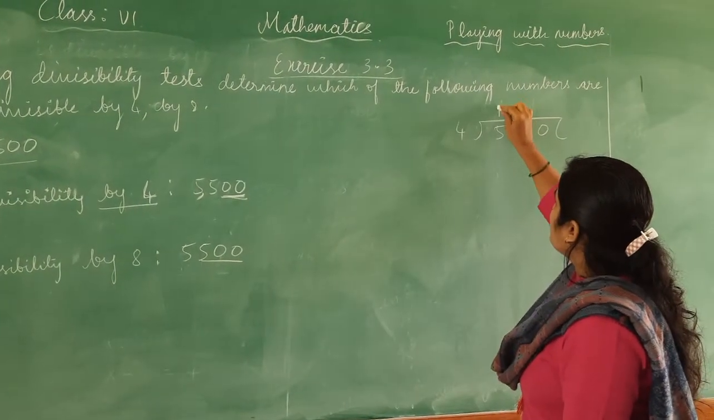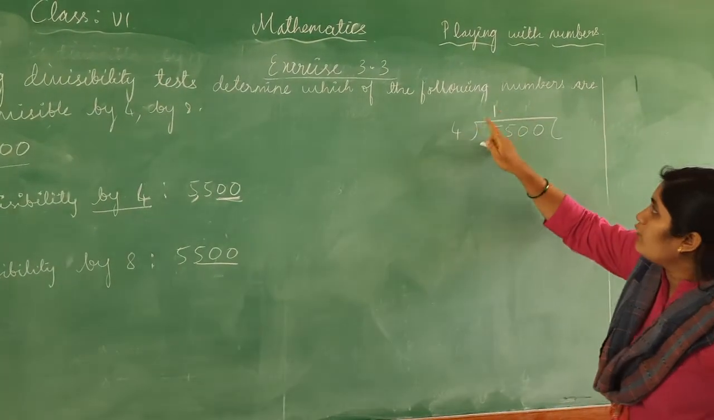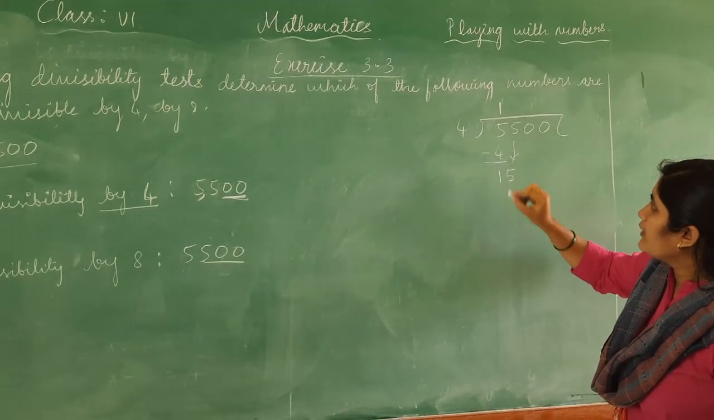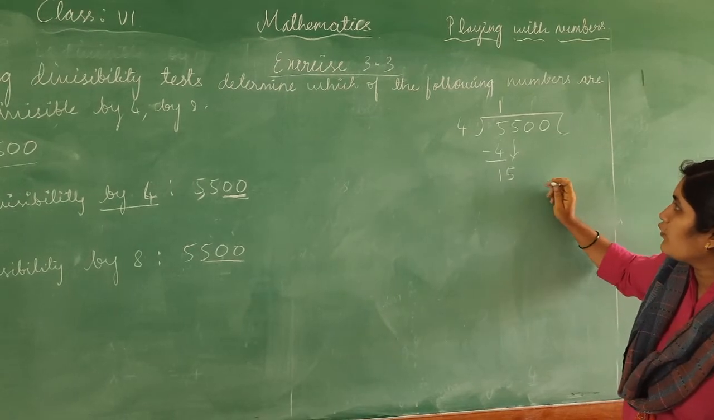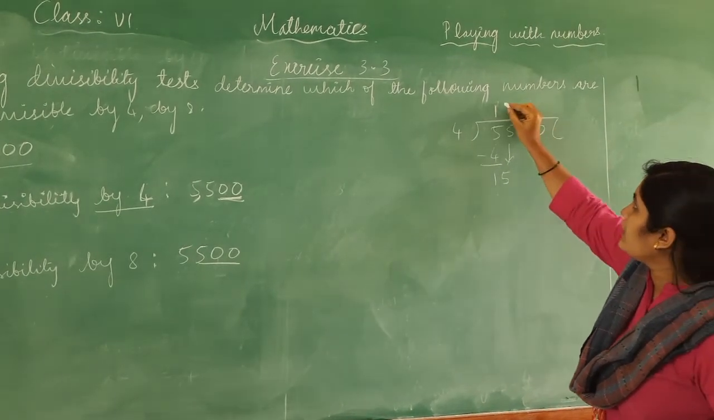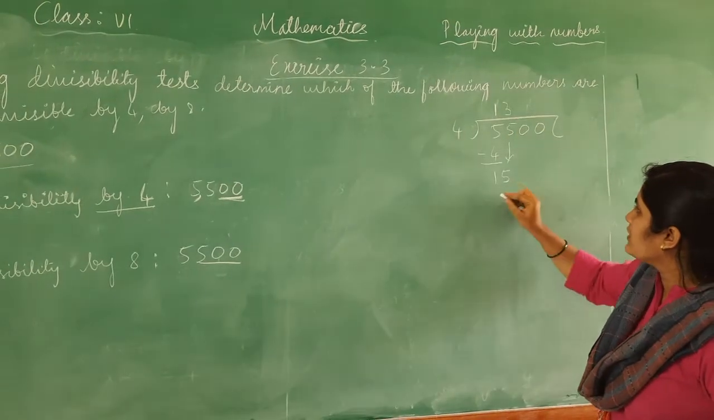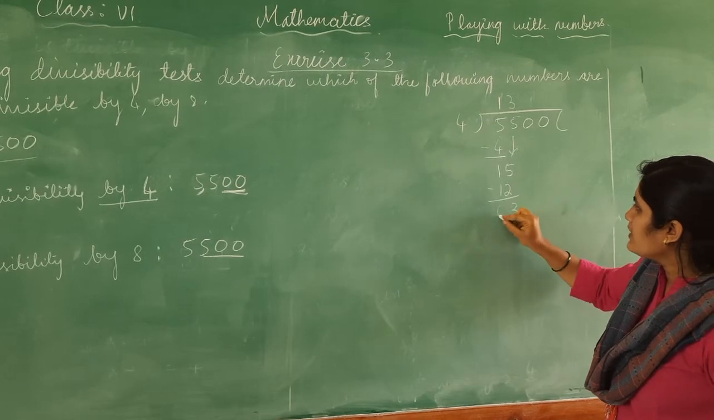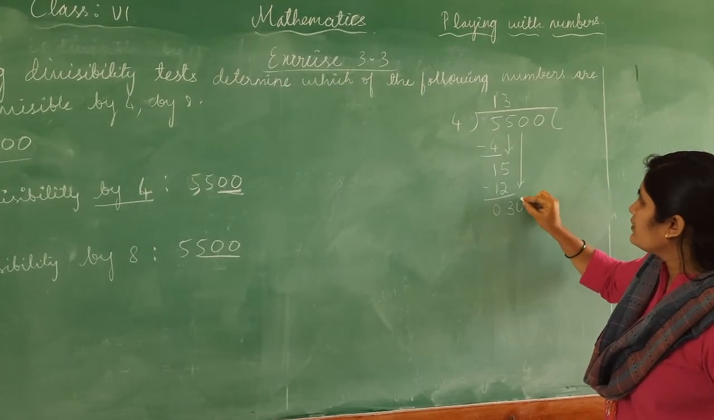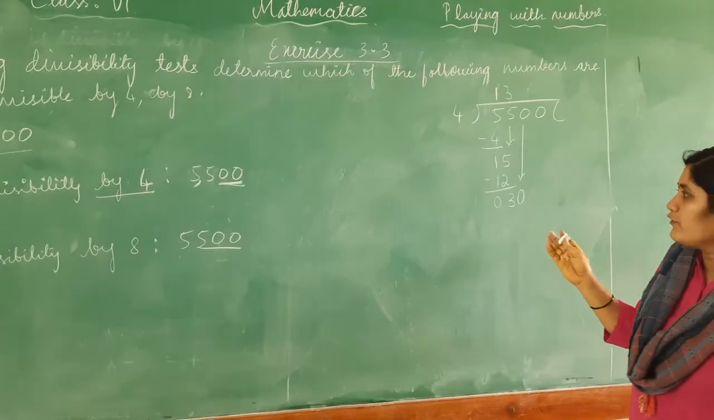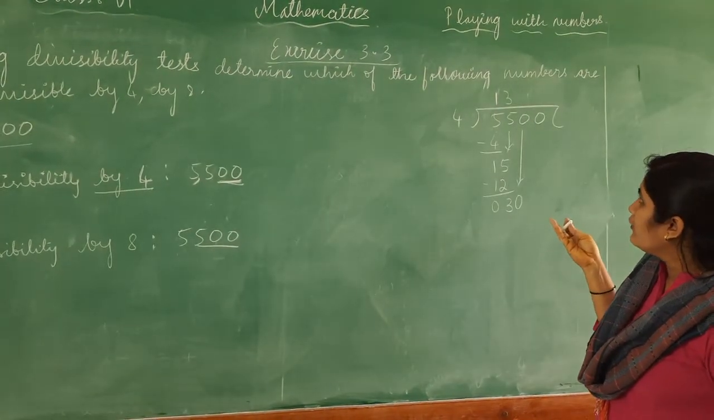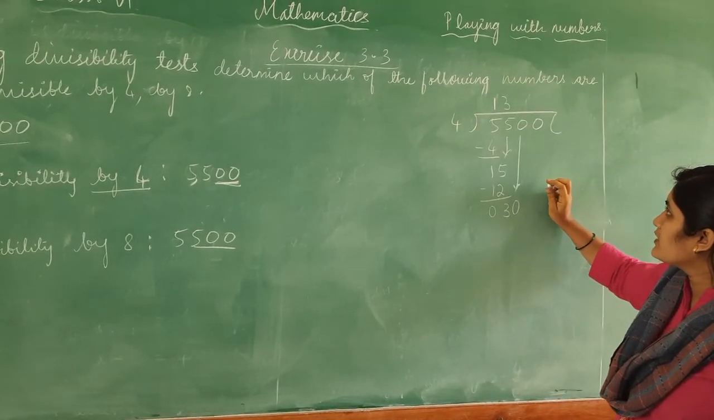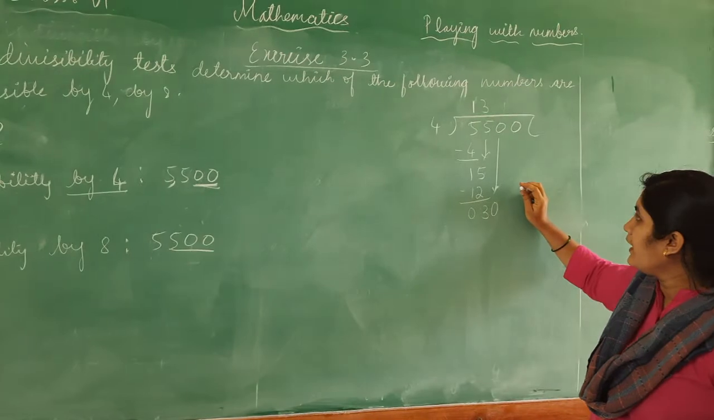First take one digit because 4 is less than 5. 4 ones are 4. 1 remains. 5 goes down. Now check the multiple list. 4 ones are 4, 4 twos are 8, 4 threes are 12, and 4 fours are 16. You cannot go. 4 threes are 12. 5 minus 2 is 3. 1 minus 1 is 0. Now let me take down 0. Again go for the list of multiples. 4 ones are 4, 4 twos are 8, 4 threes are 12, 4 fours are 16, 4 fives are 20, 4 sixes are 24, 4 sevens are 28.